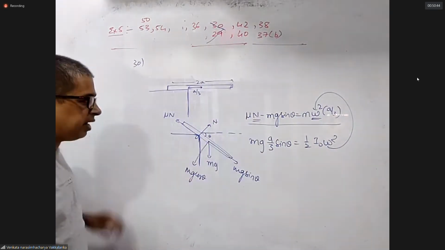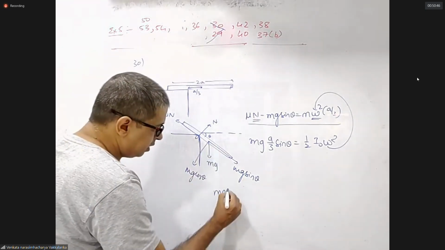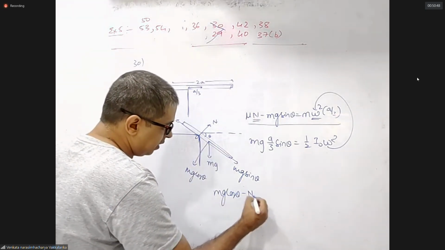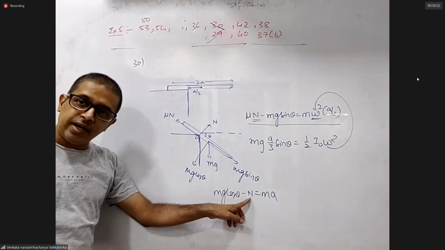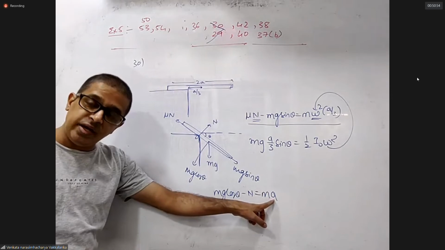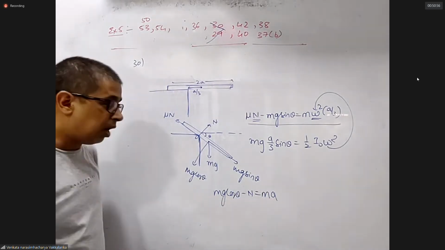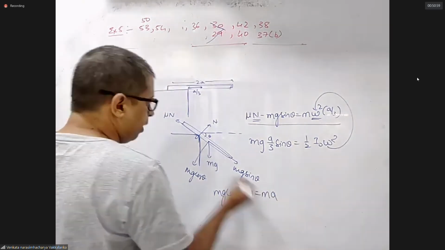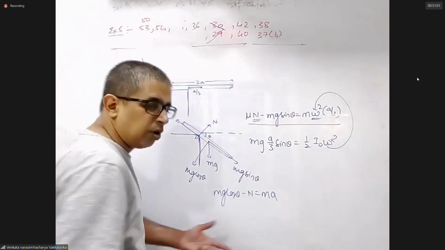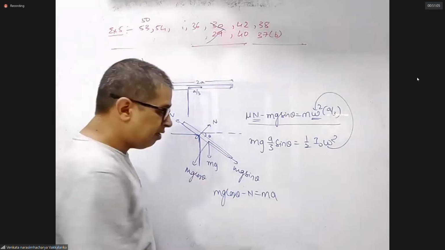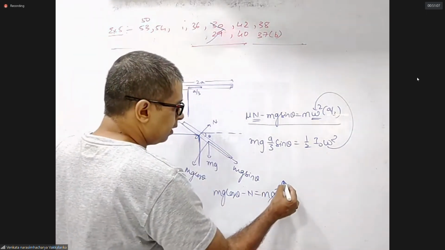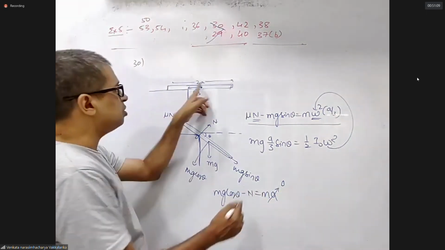To calculate N, what will you do? mg cos theta minus N is equal to m into A. In an attempt to calculate N, I incorporated a new variable called A. How do I eliminate A? Take the torque about any point, and alpha will come. A will be equal to how much? This A is not this A.